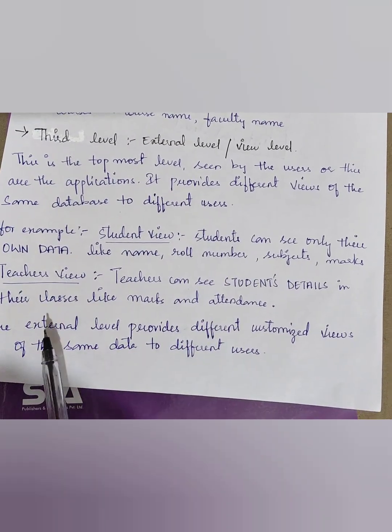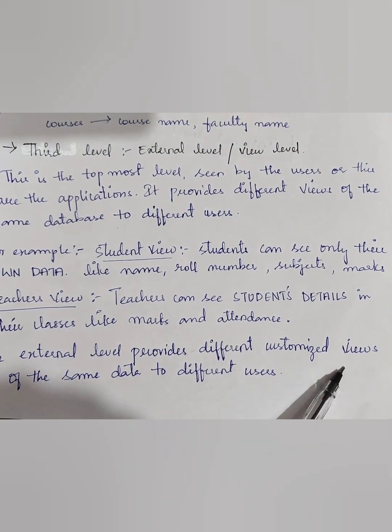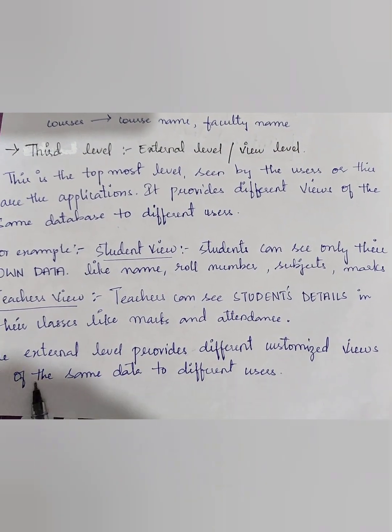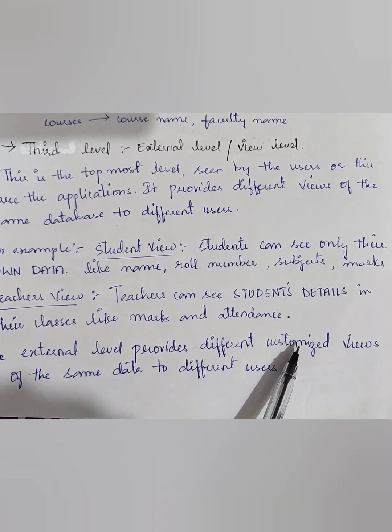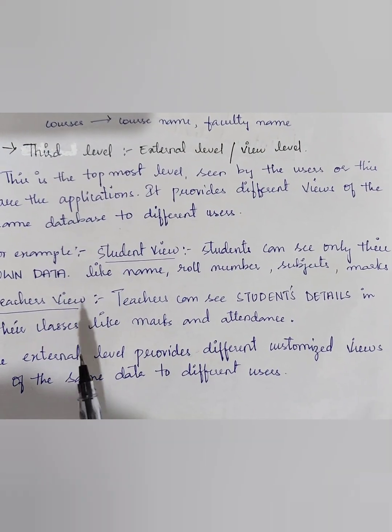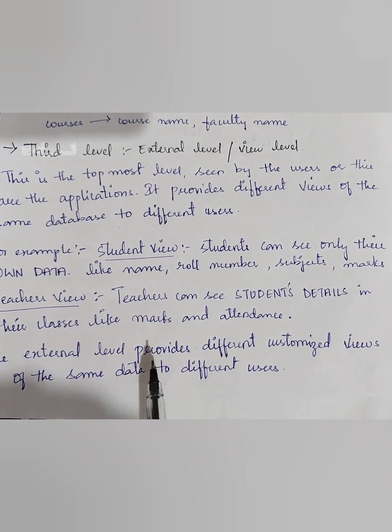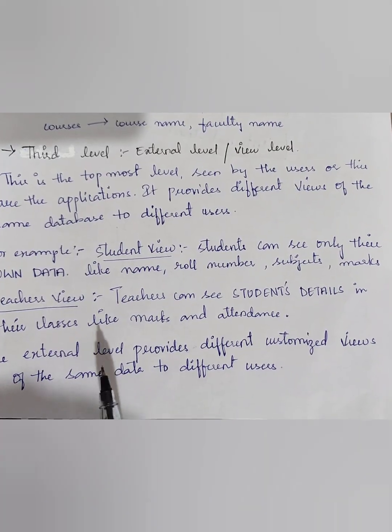So it also says that the external level provides different customized viewpoints of the same data to different users. See, the view will be customized to different users. So the same data will not be shown to every user. Every user will see different types of data.